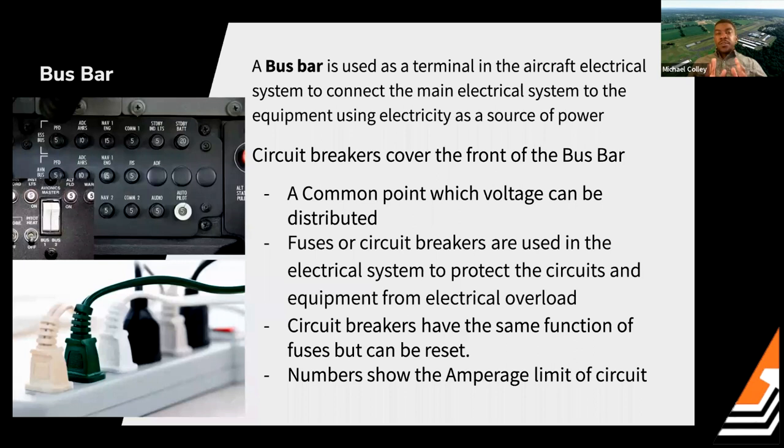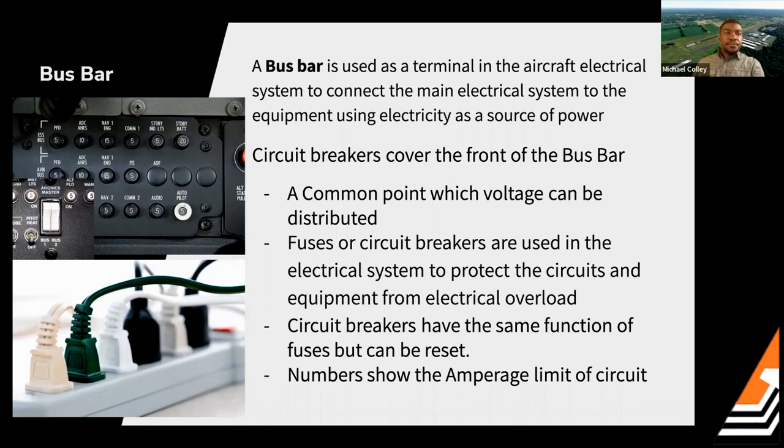Whereas a fuse, when a fuse pops, it pops, right? The fuse doesn't work anymore. It's done. So that's why fuses are not used in modern day aircraft, because once it pops, it's smoked. You have to replace the fuse. You have to go and buy another fuse that's rated for the power. So that's the benefit of circuit breakers. And the last point that I have here, the numbers on the circuit breakers: typically you'll see that on some, it just shows the amperage limit of each circuit breaker.